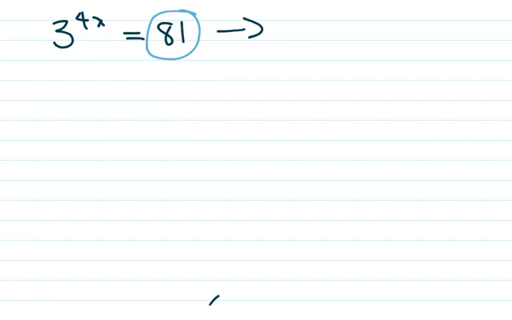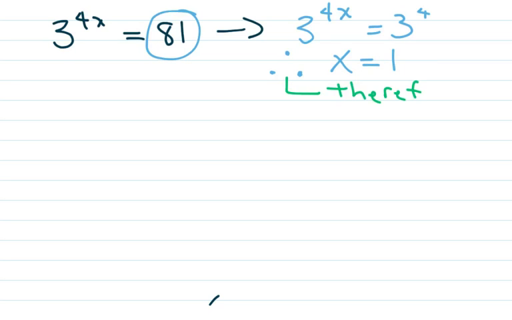Go a little faster. We have 3 to the 4x equals 81. And we did one similar to this. So I'm just going to change this to 3 to the 4th. So we have 3 to the 4x equals 3 to the 4th. And clearly x has to be 1. Okay? Here's another symbol for you. It's 3 dots in a triangle. This means therefore.